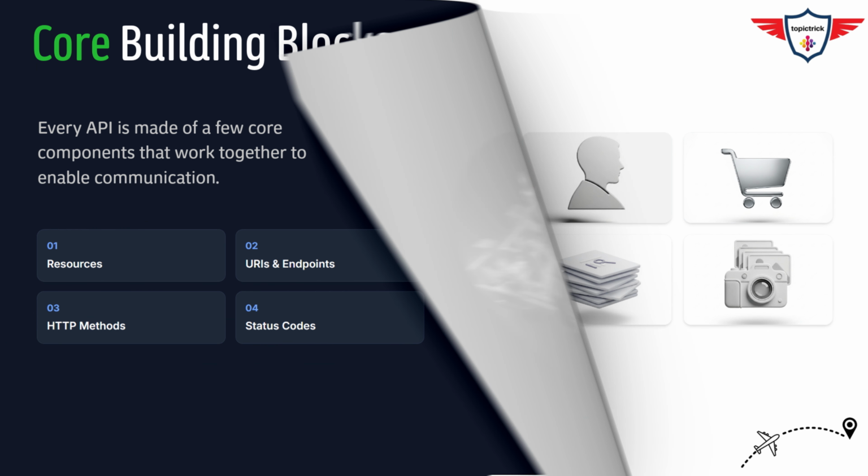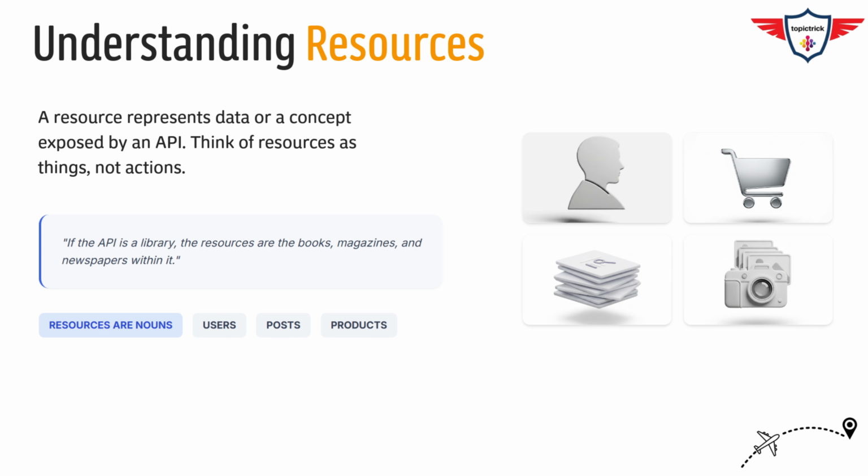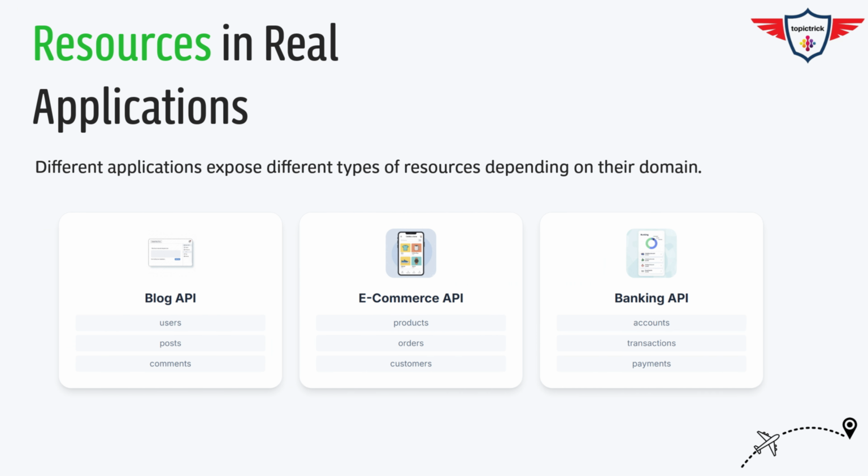A resource represents a piece of data or a concept that the API exposes. For example, in a blog application, a resource might be a user, a post, or a comment. In an e-commerce system, resources could be products, orders, or customers. The important idea is that a resource is a noun. It represents something, not an action.